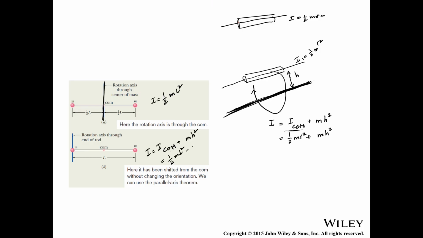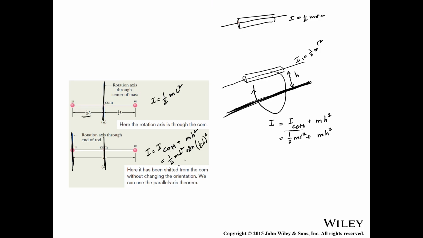I'll add, okay, the mass is 2m. I have two spheres in this system. And h is the distance between the two axes. The axis of interest, which is here, and the axis passing through the center of mass, which is over here. Now the distance between these two is how much? It is half L. So I'll put half L squared.